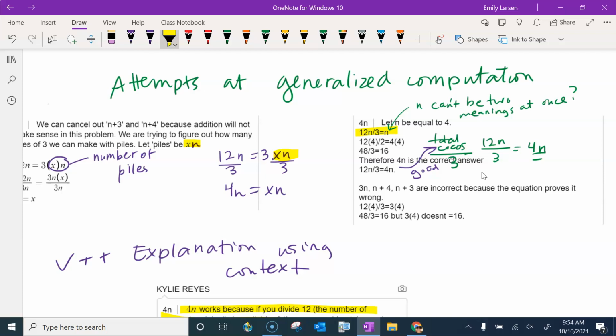The total amount of coconuts, which is 12n, divided by 3, right? Because now you're dividing the total amount by 3 because there's 3 coconuts in each pile. That will help you find the amount of piles. So you can take 12n, divide that by 3, and then you get 4n is the amount of piles when you have 3 coconuts each.